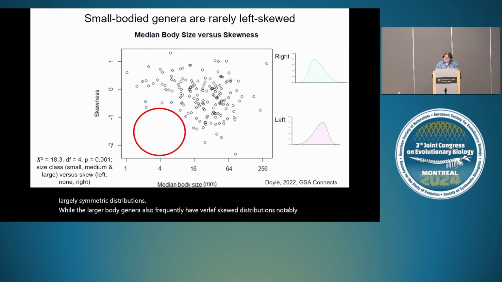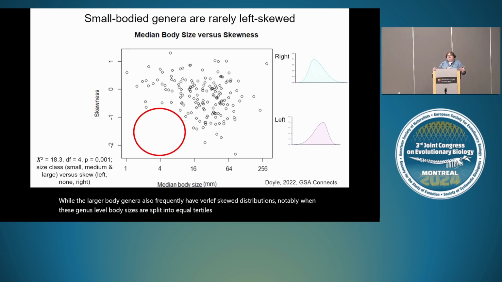Notably, when these genus-level body sizes are split into equal tertiles, representing three size classes, that is small, medium, and large-bodied genera, there's no distinction between the skewness of the medium and large-bodied genera. But both of those large size classes do differ strongly from the skewness of small-bodied genera. So these contrasts in body size by biogeographic region and skewness, and the apparent Cenozoic onset of this interhemispheric body size differentiation, raise many questions about how these patterns may have been achieved.